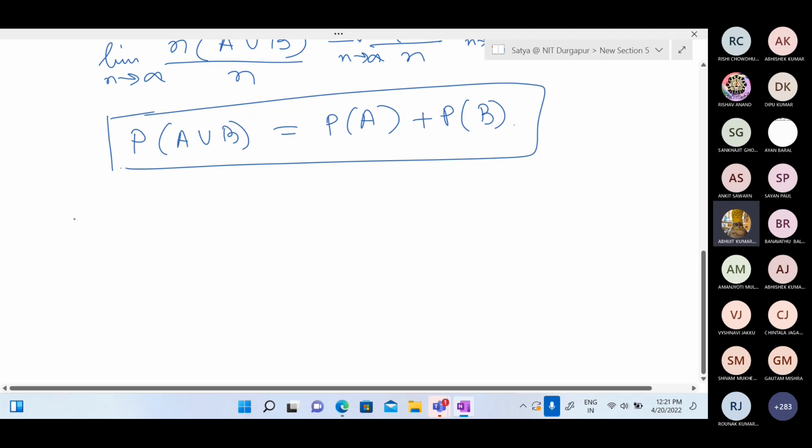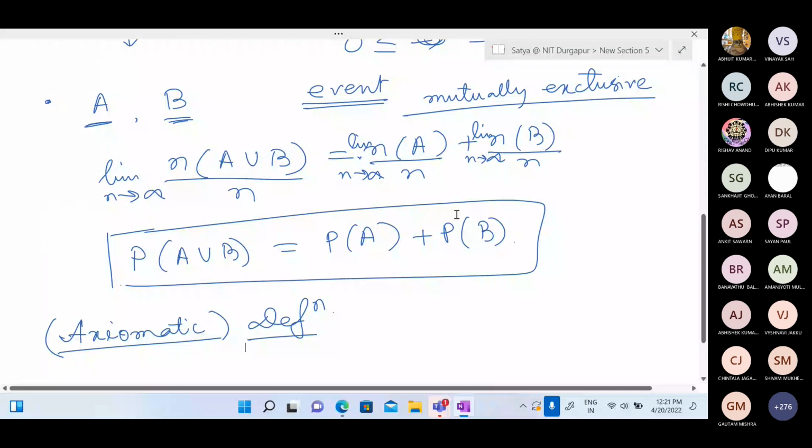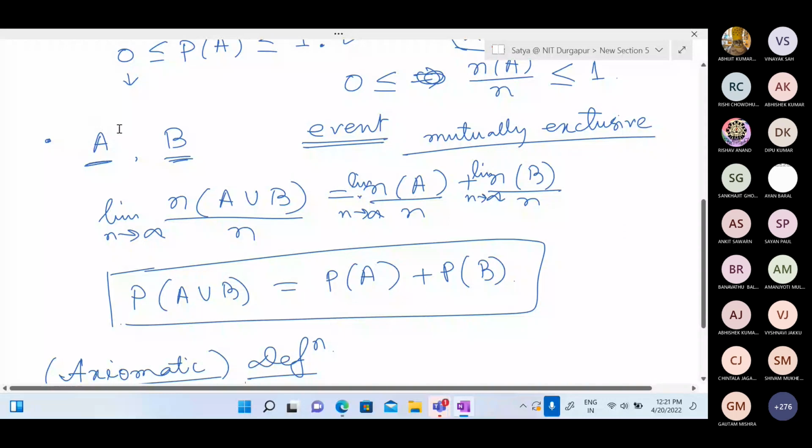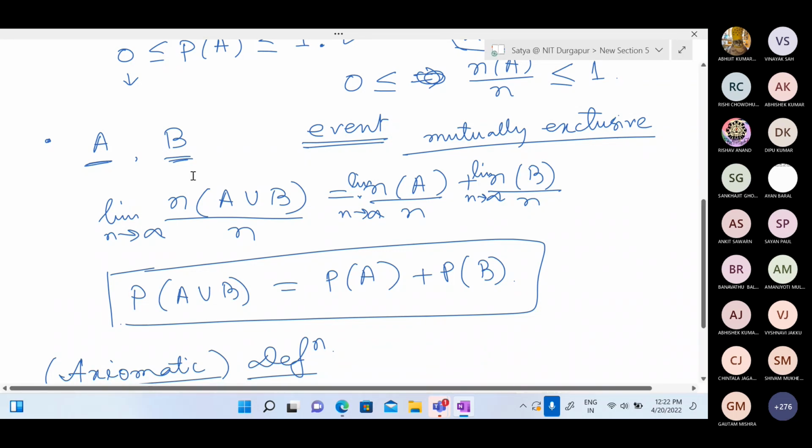Sir, can you once again explain the meaning of mutually exclusive events? One way to say it: A and B are mutually exclusive events if the probability of A union B equals the probability of A plus the probability of B. This is the opposite way of saying it. Directly, mutually exclusive means one event does not depend on the other, or if A happens, B cannot happen. For example, you are throwing a die. If the top face is 1, 2 cannot be on top in that throw.